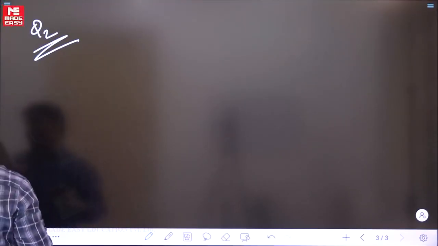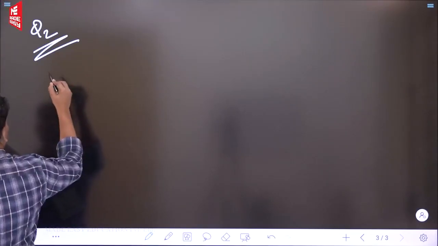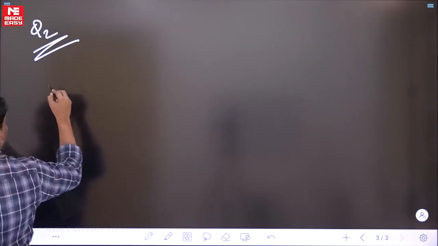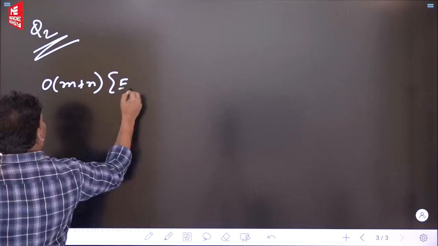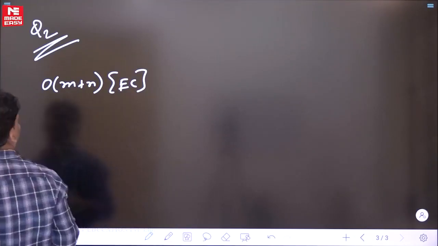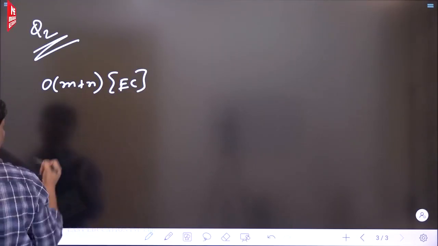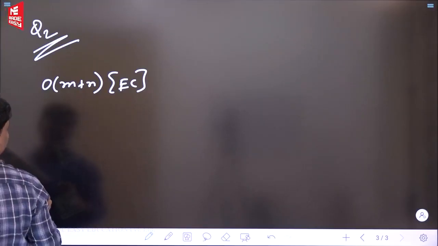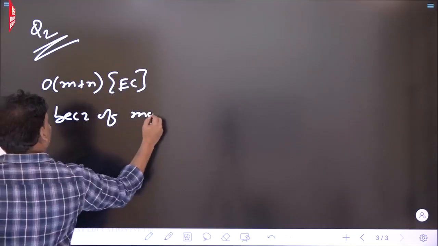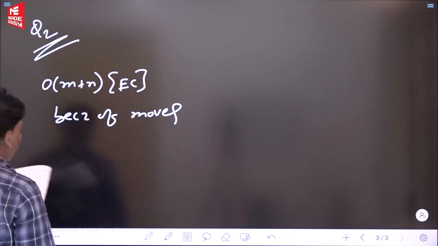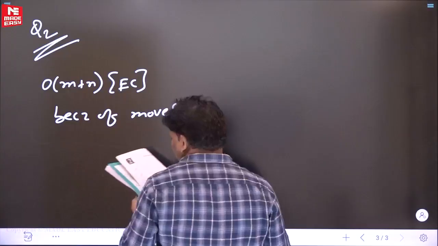Question number 2. What is being asked: merging two sorted subarrays each of size m and n will take how much time? Merging two sorted subarrays each of size m and n will take order of m plus n time in every case. The merge algorithm you know very well. Time complexity is order of m plus n every case because of moves. For question number 2, the answer is C.